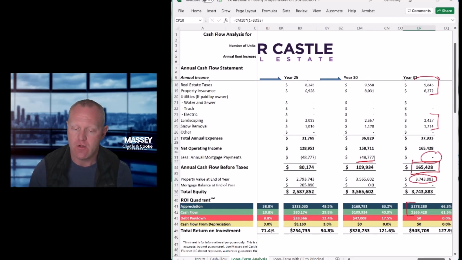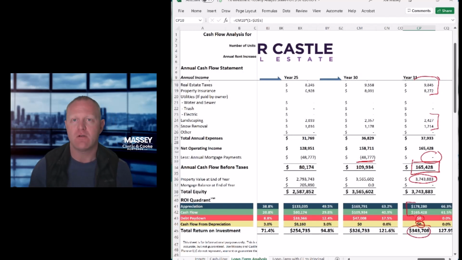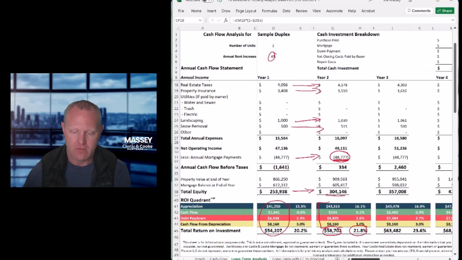You're getting cash flow of $165,000 a year. There is no longer any debt reduction, no longer any depreciation benefits, but this property returns $343,000 per year after 30 years when that loan is paid off. This is more than you invested on day one. They invested $268,000, which is back over here to the left.